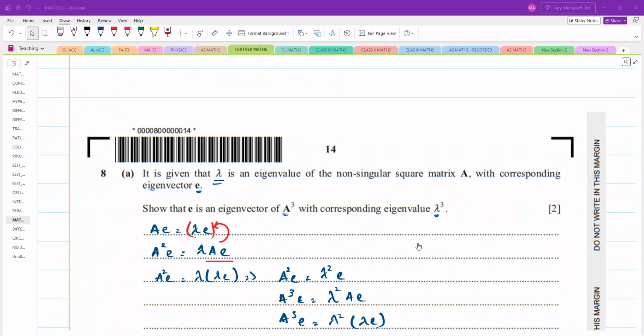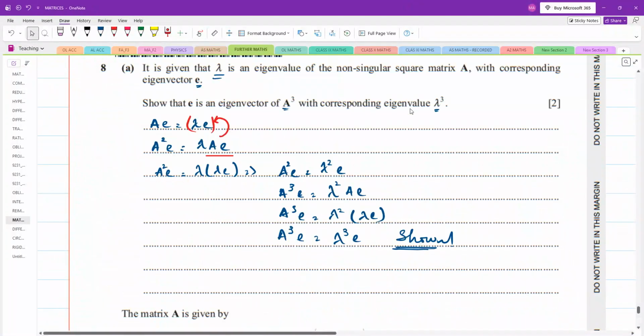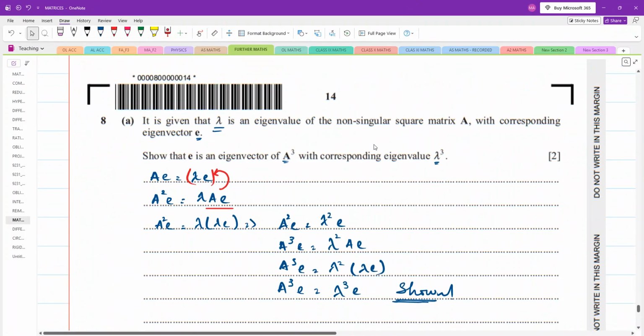Was that easier to understand? Moving on to an interesting question we have here. I hope you guys understand. I'm just really going to do the working again.